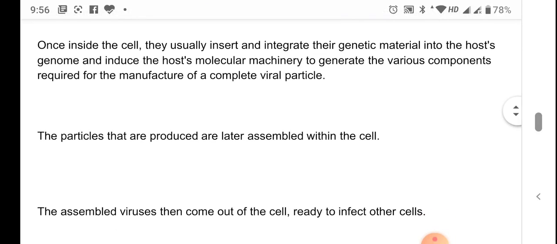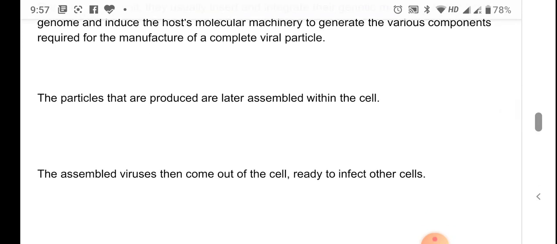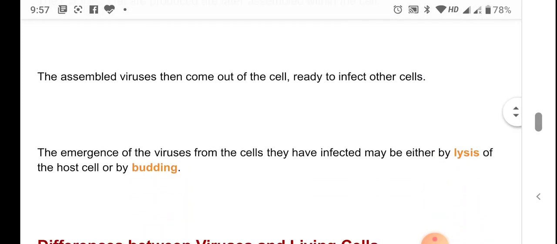The viral particles which are produced are assembled later. That is, multiple copies of the genome, the nucleic acid, RNA or DNA, will be produced. The protein coats will also be produced in multiple copies, and later they are assembled together to form the complete virus particle, or virion. The assembled viruses then come outside the cell and are ready to infect other cells.